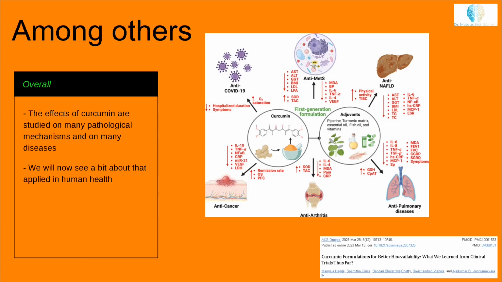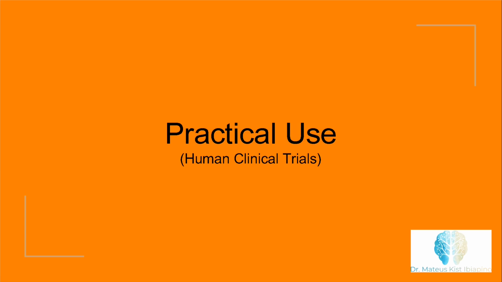We can keep on talking about many different biological pathways in which curcumin might be beneficial. It's been studied on many different pathological mechanisms, on many different diseases, but now we're going to enter the next section, where we're going to see a bit about this applied in human health in practice. So now we're going to talk about the practical use of curcumin, mainly using information from human clinical trials.